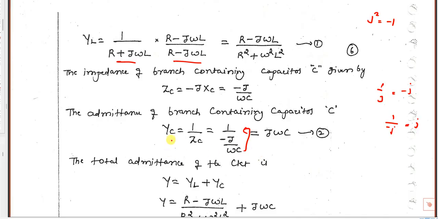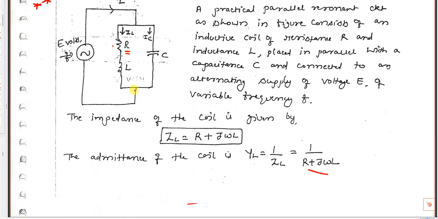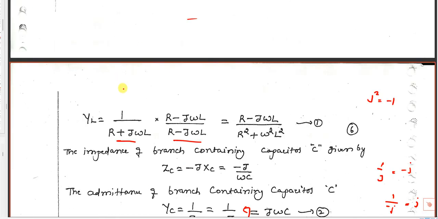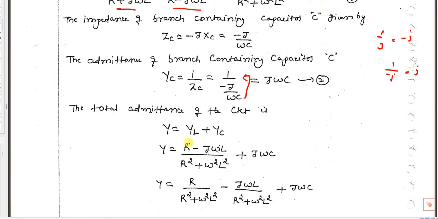Now we have to find the total admittance of the circuit. What we did: we calculated the impedance of this coil, then we took the admittance. Similarly, we have taken the admittance of this coil. Now the total admittance we have to add. So the total admittance of the circuit is the admittance of the inductance path plus the admittance of the capacitor path.